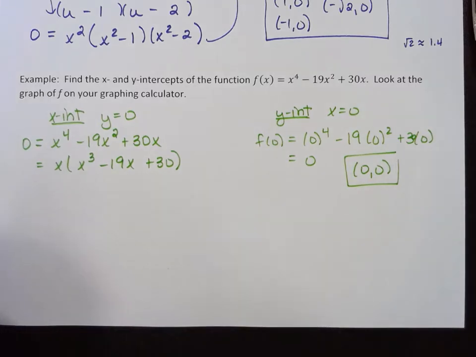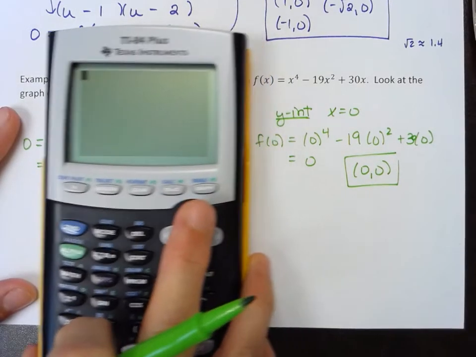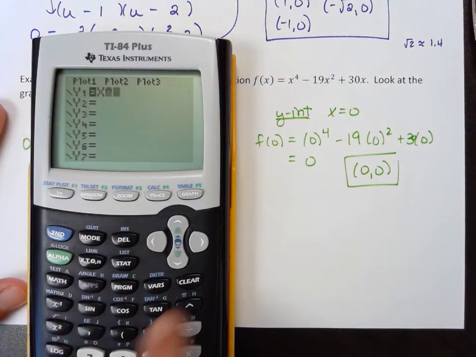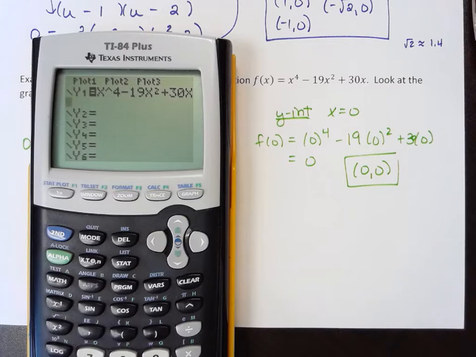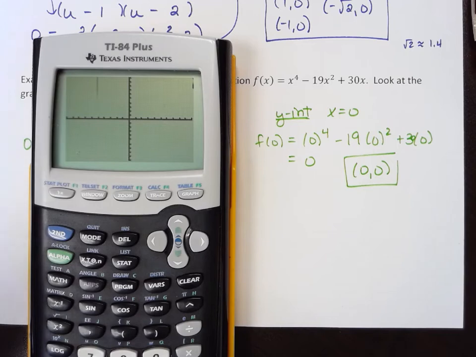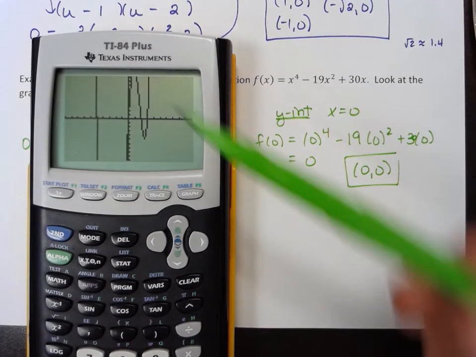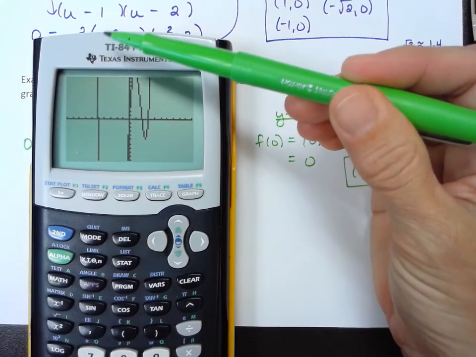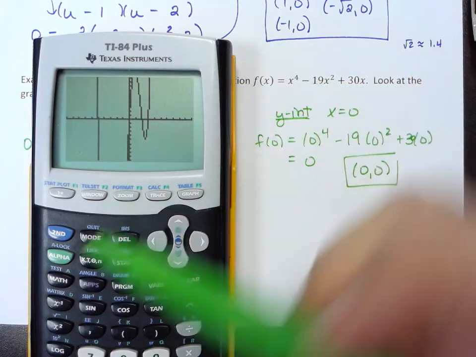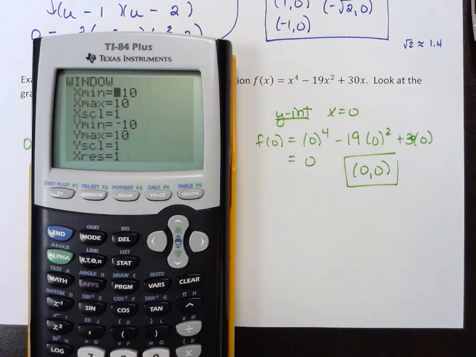So how do we do this on our calculator? I'm going to type in the function in the y equals screen. We have x to the 4th minus 19x squared plus 30x. Now I don't know what the window needs to be, so I'm going to do zoom 6. That just gives me my standard window. And you can see that doesn't really tell me much. It looks like it's coming up, going back down, going way up, and then back down, and then back up again. What I'm going to do is try to zoom out a little bit by changing my window.